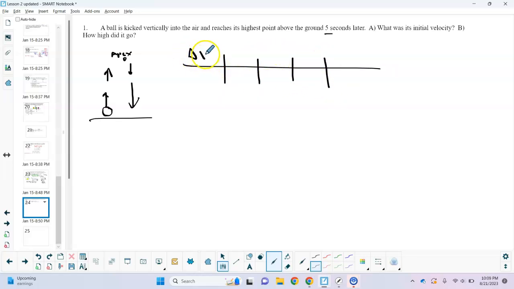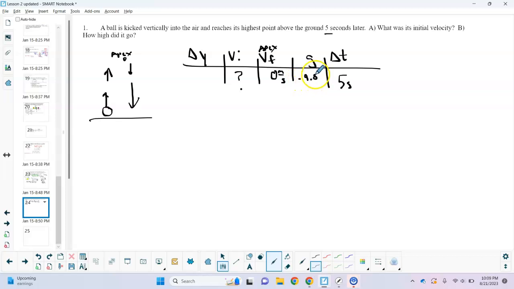delta y, Vi, Vf, g, and t. Filling in the chart. We don't know the initial velocity. We're actually looking for that. 5 seconds is the time that's given. The final velocity, if it's at the apex, and again, I always write this apex above the final velocity, to let me know that's where I'm at. That's going to be 0. And we know gravity.